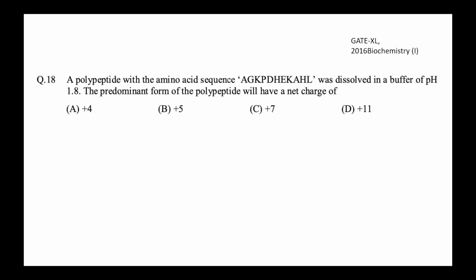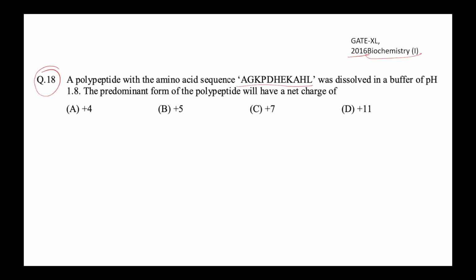Okay, so this question is from the 2016 GATE Life Sciences paper from biochemistry. This is question number 18. The question states that a polypeptide with the amino acid sequence given was dissolved in a buffer of pH 1.8. The predominant form of the polypeptide will have a net charge.